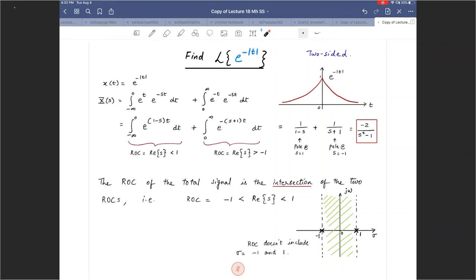Now, in the earlier example, we saw how we mark the poles at plus and minus 1, and then we find the intersection of the regions of convergence of these two pieces. One we highlighted in yellow and the other we highlighted in blue. We individually looked at its Laplace transform. We find the intersection of the regions of convergence to see that it is going to be a vertical strip.